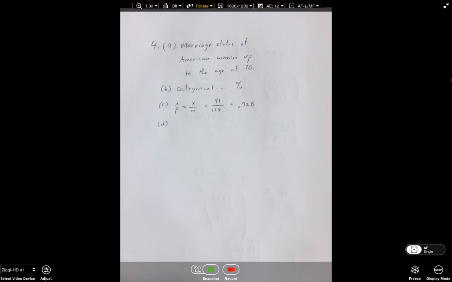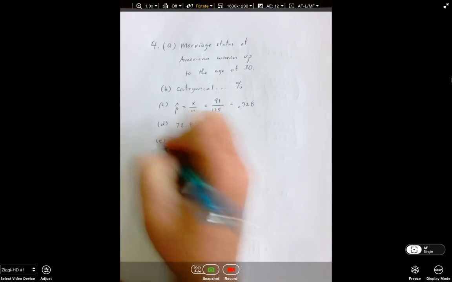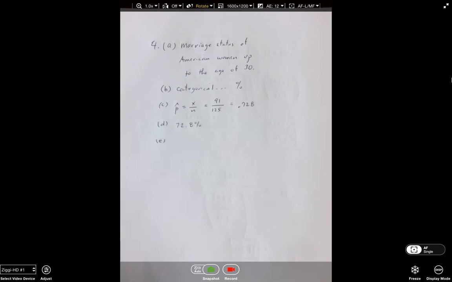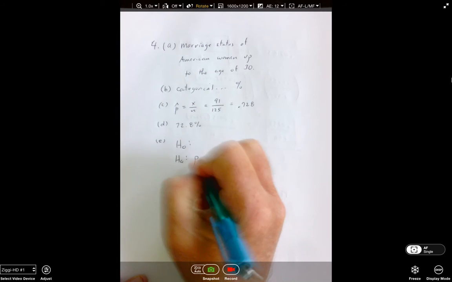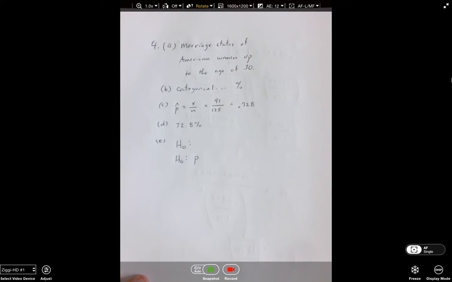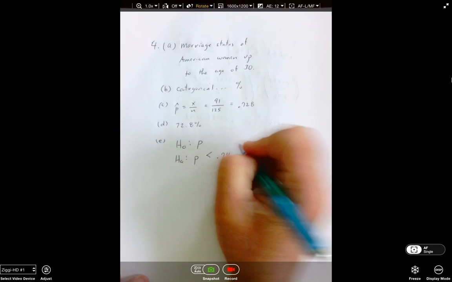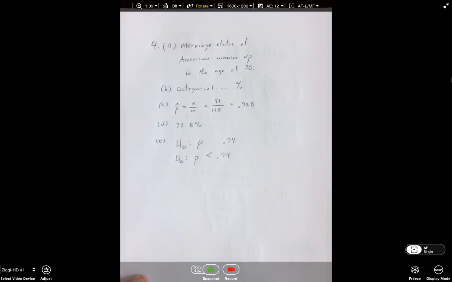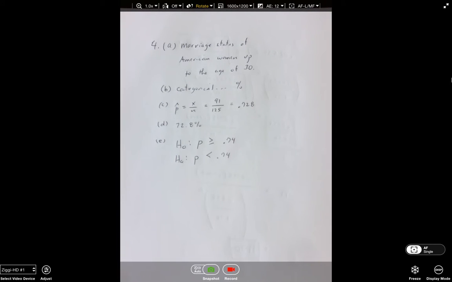Part D, what percentage of the women who were sampled had been married? Well, 72.8%. It's a weird question, and I made that up. Report the appropriate hypothesis. Well, we're dealing with a percentage, so we use P. The representative would like to test less than 74%. So guys, we know that letter and that number have to be in the null as well. And we put the opposite inequality up there.